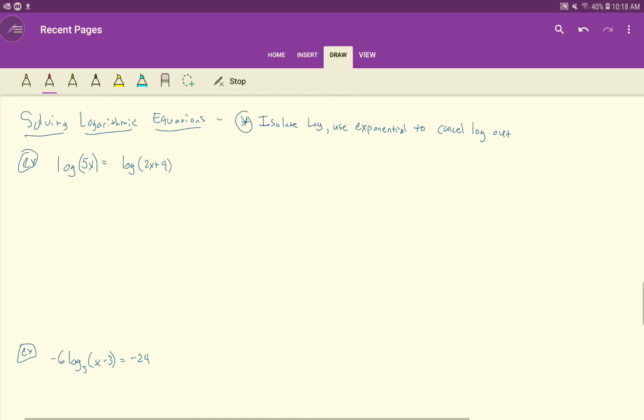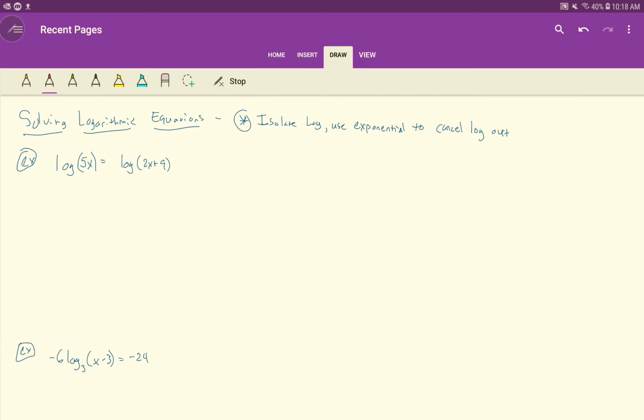All right. Solving logarithmic equations. So here's that. And I know I'm already at 10 minutes, but I'll promise this will go quickly here. So solving a logarithmic equation, you want to isolate the log and then use exponentials to cancel it out. Here we can see that we have logs on both sides of the equation, but they're isolated, right? This log is by itself, this log is by itself. How do we cancel it out?